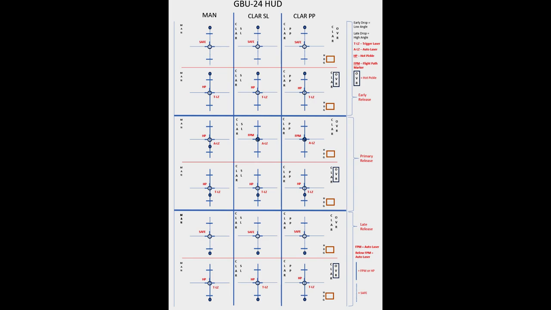I'll describe what the GBU-24 diagram does for me. First, the GBU-24 has three modes: manual, CLARE straight line, and CLARE pre-planned, represented horizontally in the diagram, and three release periods represented vertically in the diagram as early release, primary release, and late release, determined by where the release cue drop ball is located relative to the maximum range and minimum range lines on the HUD. Each of the release periods has two conditions, either non-override or override, for a total of 18 different delivery options. Right off the bat, 6 can be eliminated: all non-override options for both early and late releases, because these all place the weapon in safe mode, indicated by a dashed azimuth steering line.